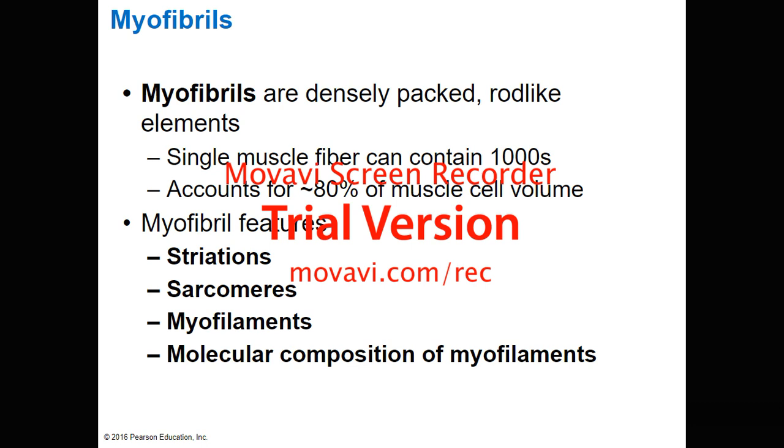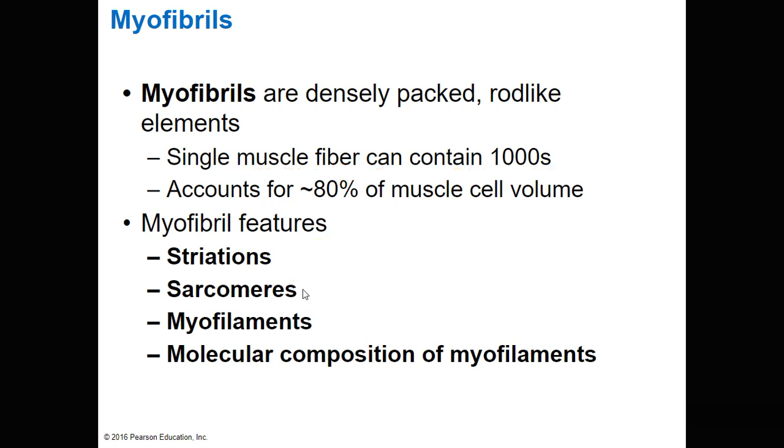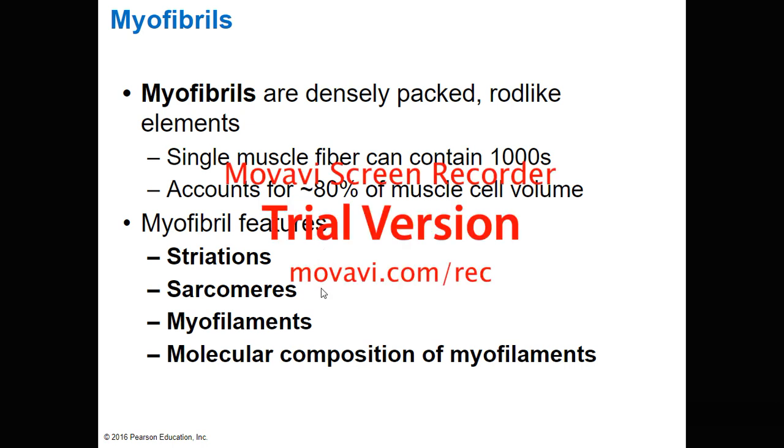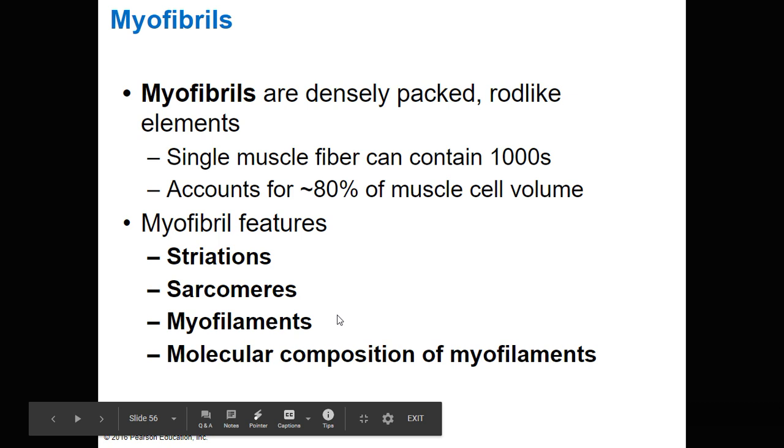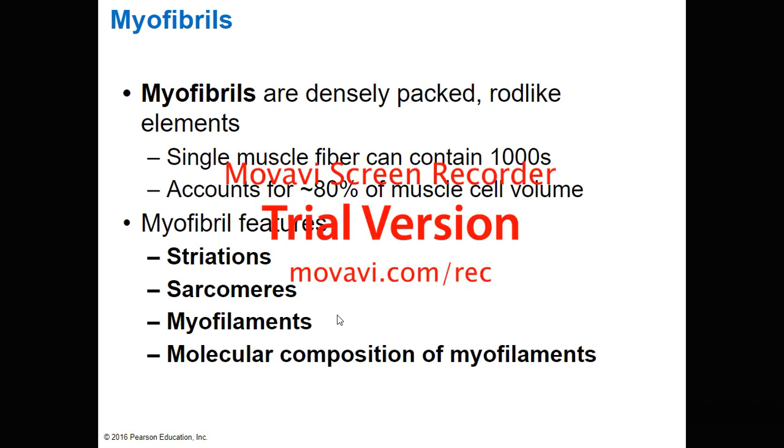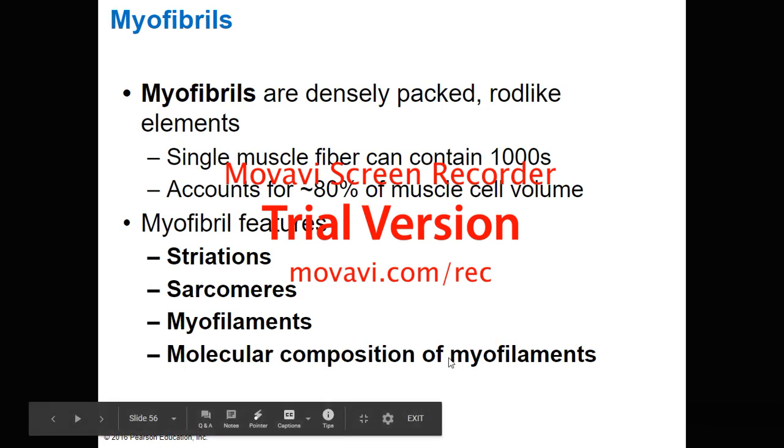Essentially the myofibrils consist of sarcomeres lined up end to end, and the sarcomeres are the contractile units of the muscle cell. Due to the thick and thin filament arrangement, you have these striations, which are called dark and light bands. We're going to talk about those in more detail, but those are due to the arrangements of the thick and thin filaments. We're also going to talk about the molecular composition of myofilaments in more detail.